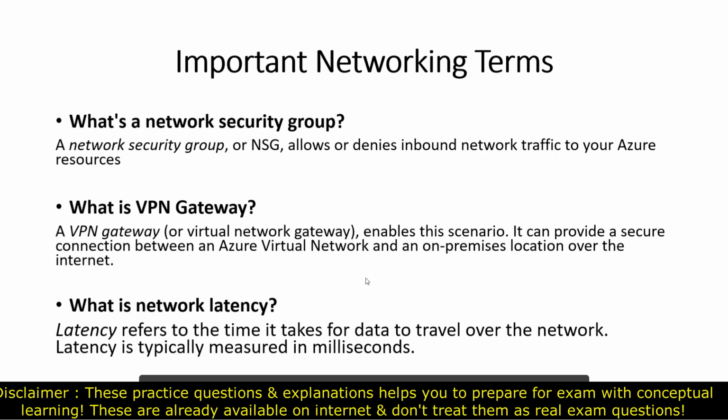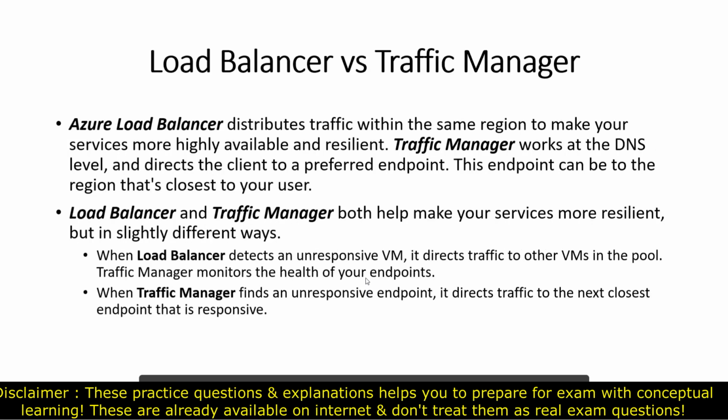Latency refers to the time it takes for data to travel over the network. That means if my data is reaching your server quickly, then we say low latency. Normally it is measured in milliseconds. When we check the ping response, right, there is a time also mentioned in milliseconds. That shows how quickly we are getting a response, that is, how much latency we have between two nodes or two services. So what is the difference between the load balancer and the traffic manager?